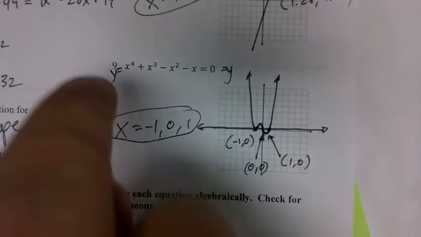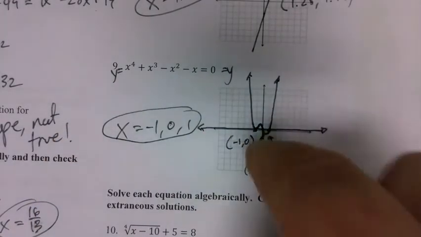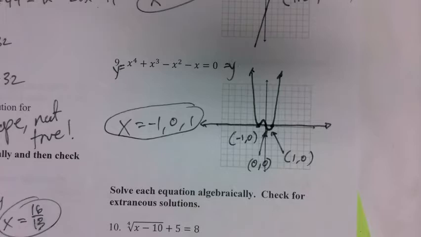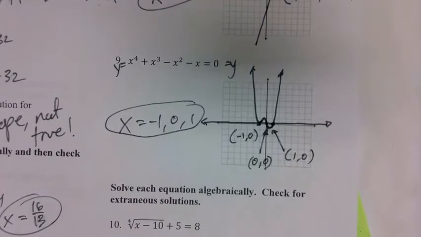That's what you're doing. You're graphing y equals the left, y equals the right, and seeing where those things intersect and reporting the x values, because that's where they're equal. Okay.